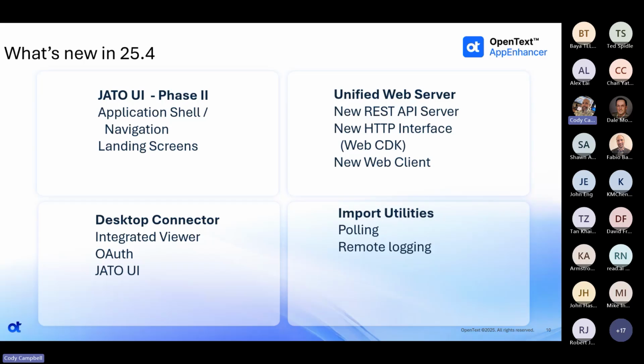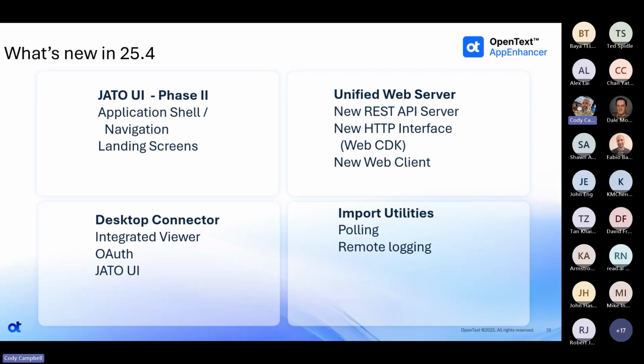The unified web server is a milestone for us. This is a departure from the traditional web stack that we've had, and it allows us to create a single instance that serves all the objects, including the viewer, for our customers. And then we can build clients on top of that, including the desktop connector, but also our existing HTTP interface is also a client to the web server. The unified web server is now the core web component and core API model for accessing AppEnhancer.